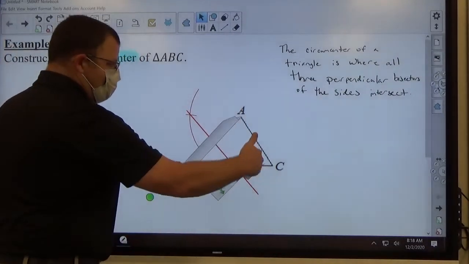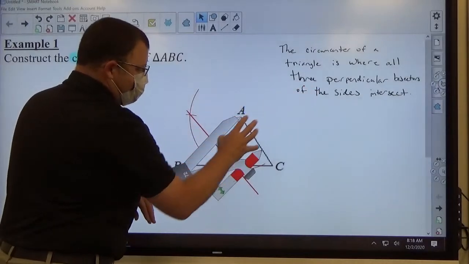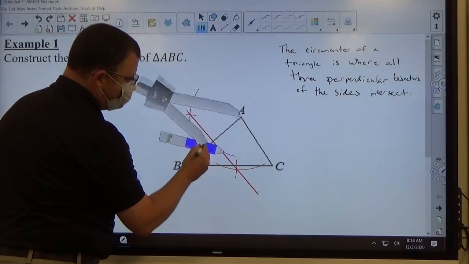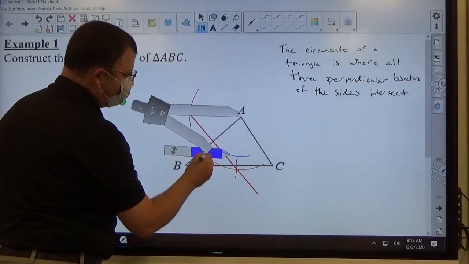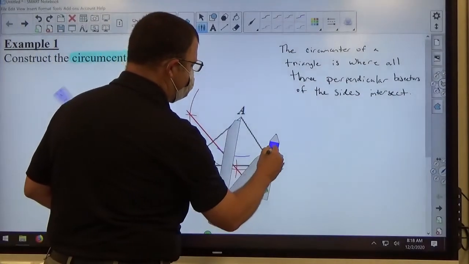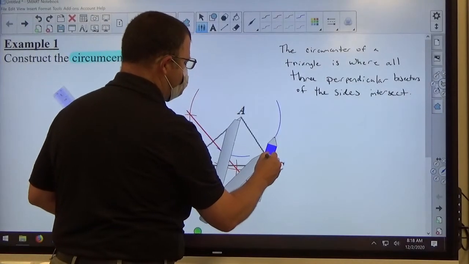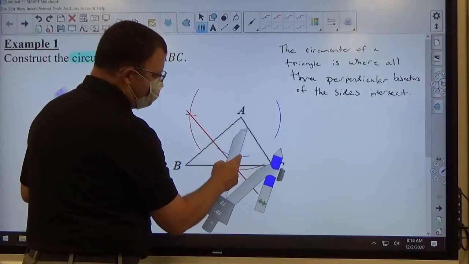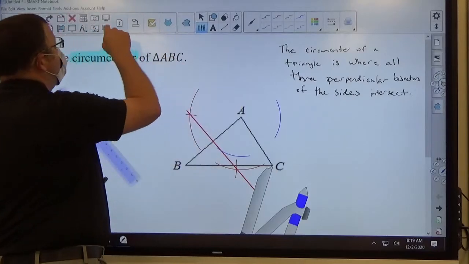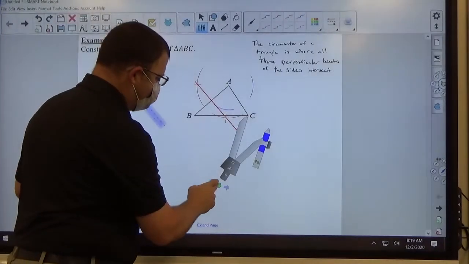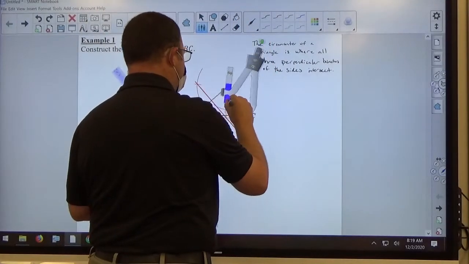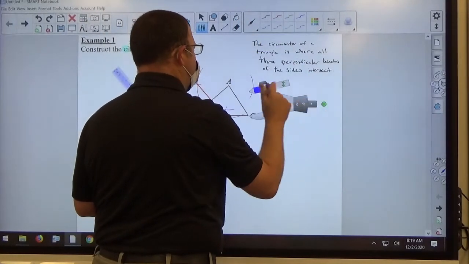Now for AC, I want an arc on this side and this side of AC. So I'm going to take my compass and make an arc over here, and slide it over here and put an arc over here. Then I slide it over to C, and now that I've chosen the radius, that's what it's got to stay. I can't change my radius at this point. So I'm going to put an arc here and here.